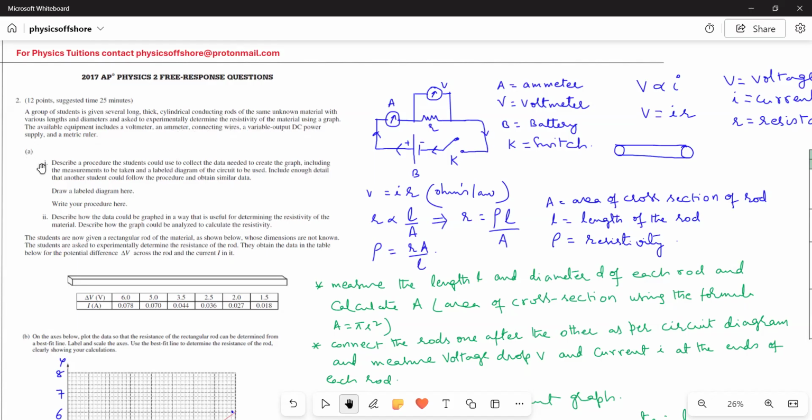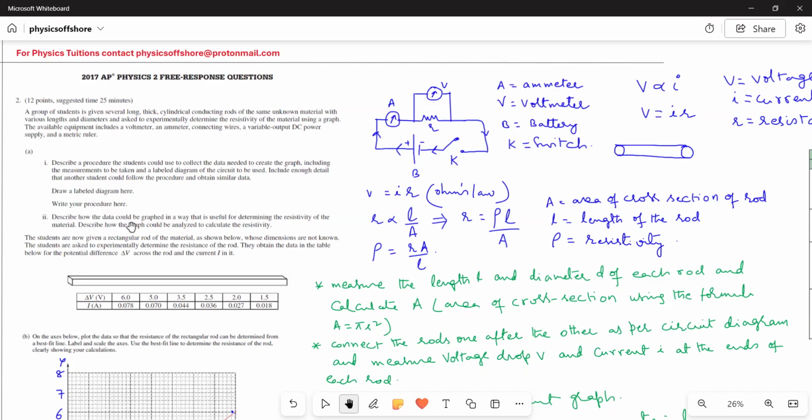A. Describe a procedure the students could use to collect the data needed to create the graph, including the measurements to be taken and a labeled diagram of the circuit to be used. Include enough detail that another student could follow the procedure and obtain similar data. Draw a labeled diagram here. Write your procedure here.